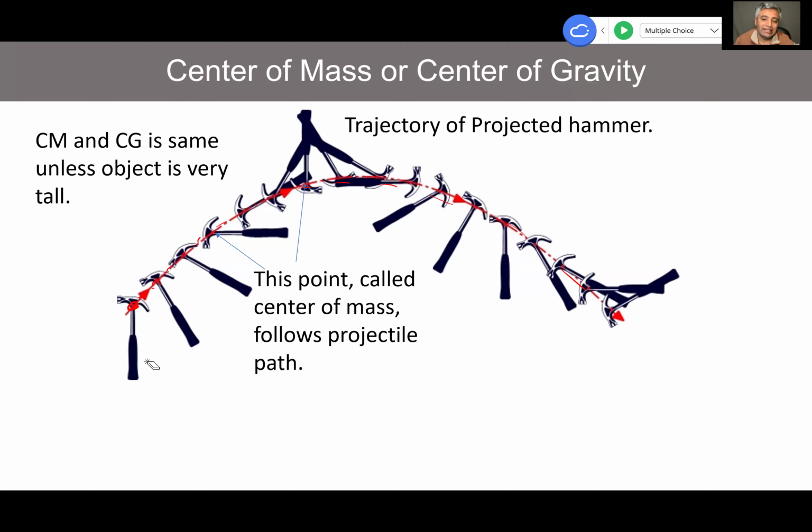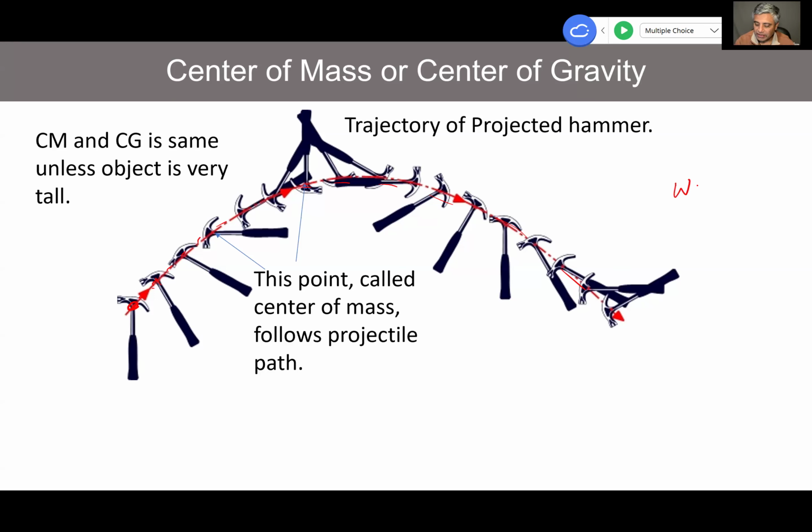So even for the buildings, bus, car, center of mass and center of gravity are going to be the same. Unless we have a really large object, like in a fairy tale, where you put a ladder from Earth to the moon. In that case, what happens? The value of g is different.